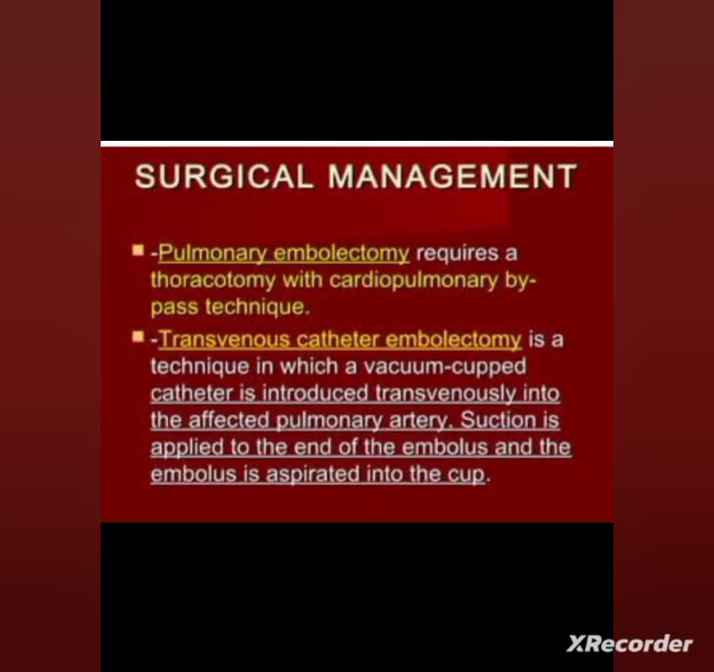Surgical management includes pulmonary embolectomy, which requires thoracotomy with a cardiopulmonary bypass technique. Then transvenous catheter embolectomy is a technique in which a vacuum-coupled catheter is introduced transvenously into the affected pulmonary artery. Then suction is applied at the end of the embolus, and the embolus is aspirated through this cup. So the surgical management is mainly pulmonary embolectomy, and it can be done by transvenous route also. Okay, so that is the surgical management.